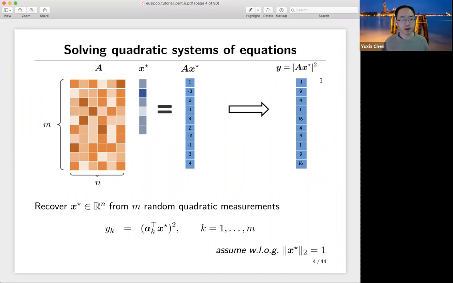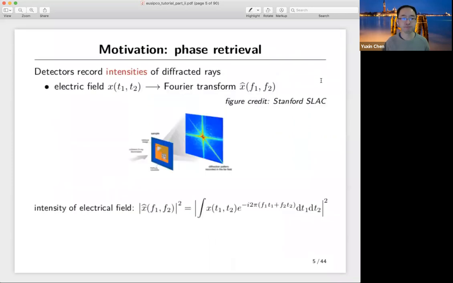So imagine that I have a vector x star of n dimension, and what I have collected is a collection of m random quadratic measurements about this unknown vector x star. My goal is to try to see whether it is possible to recover the ground truth x star given this highly nonlinear system of equations. Without loss of generality, we're going to assume that this vector is unit norm, but it's not going to change any message that I'm going to mention today.